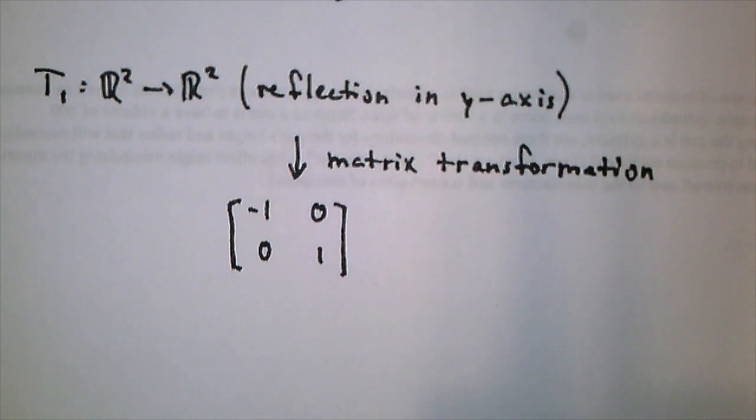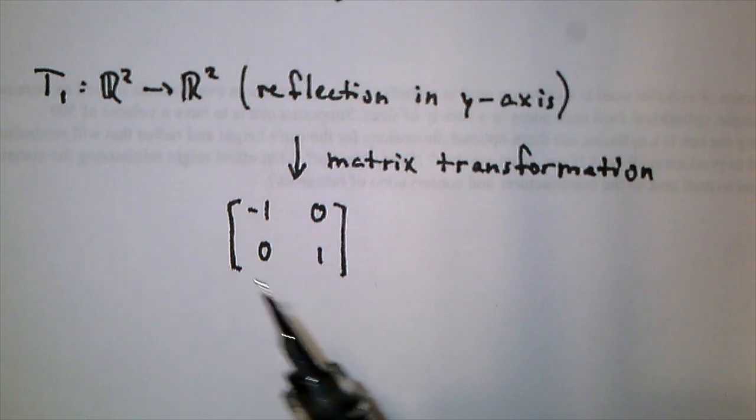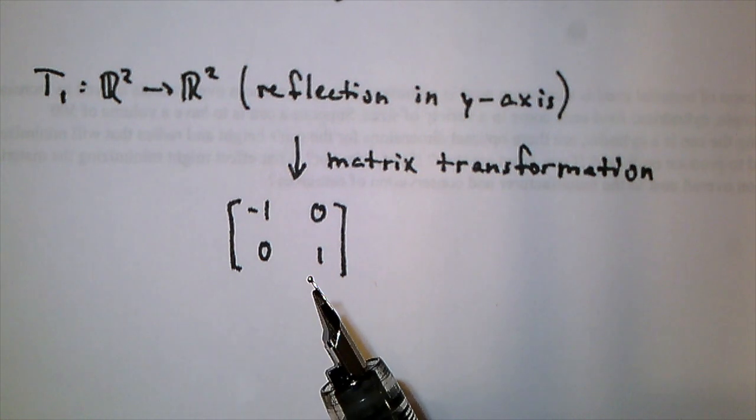And the third transformation, a reflection in the y-axis, was another example from before. And I'm calling this one T1. And we already know what its matrix transformation looks like.